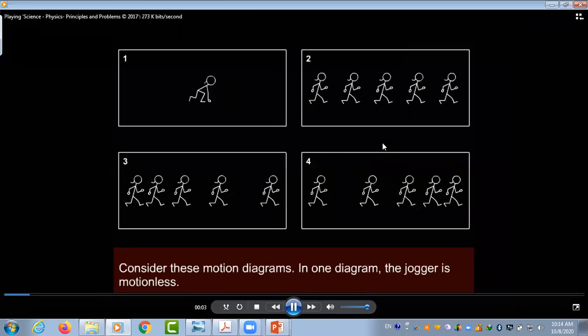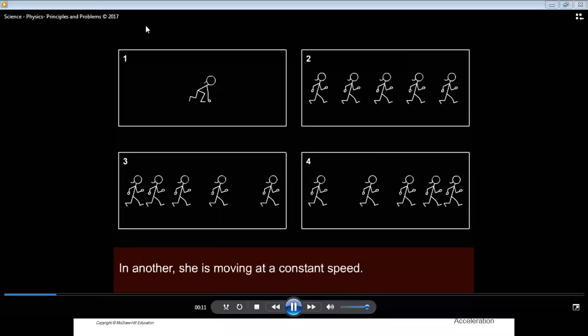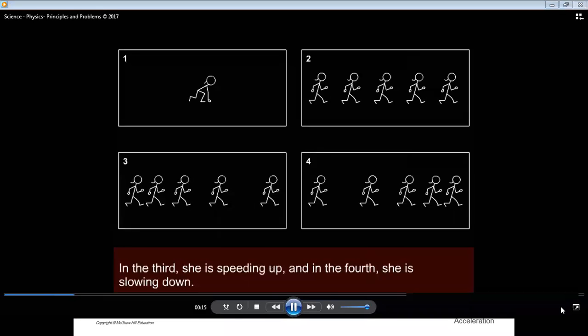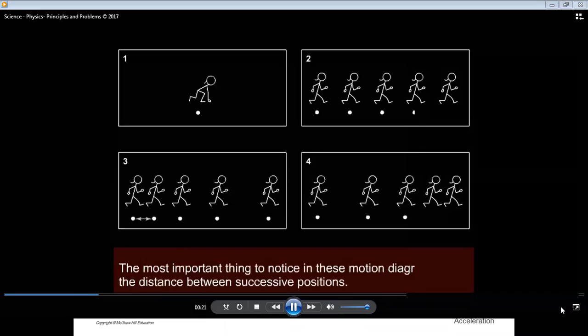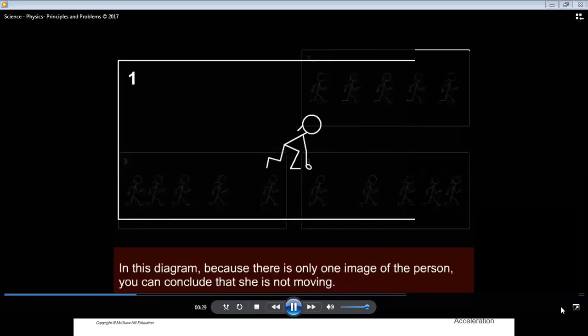These motion diagrams. In one diagram, the jogger is motionless. In another, she is moving at a constant speed. In a third, she is speeding up. And in a fourth, she is slowing down. The most important thing to notice in these motion diagrams is the distance between successive positions. In this diagram, because there is only one image of the person, you can conclude that she is not moving.